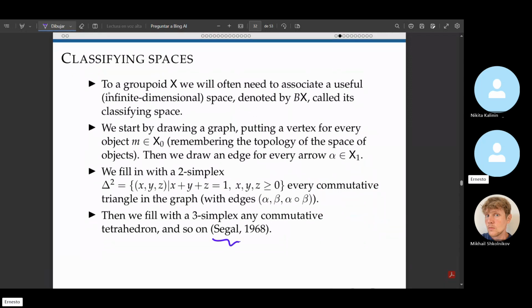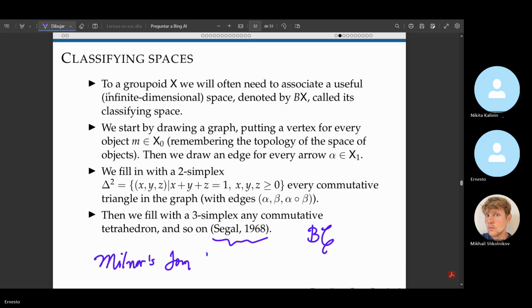Segal 1968 does it for any category, not only for groups, and it is very useful to have it for every category. This is not, though, homeomorphic to Milnor's construction of BG. There is this famous Milnor join construction. It's very beautiful, but it's not, in some ways, the correct functorial construction.